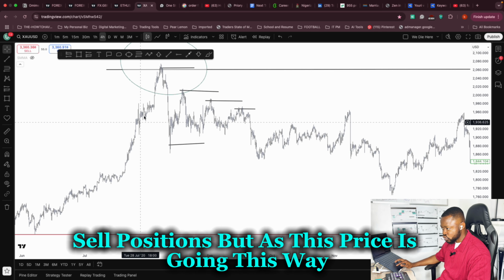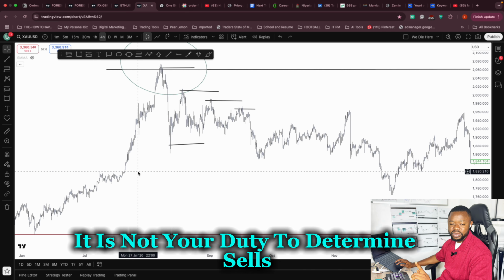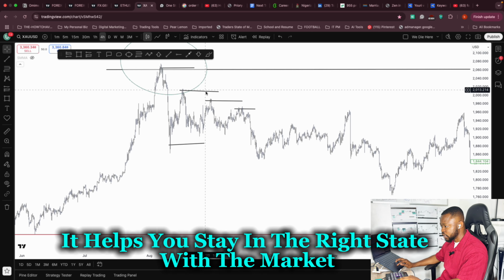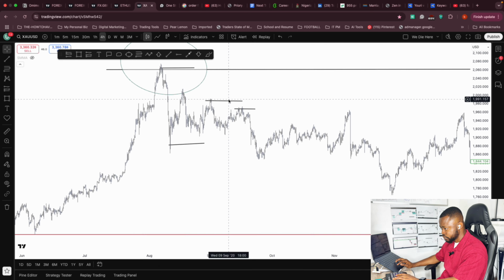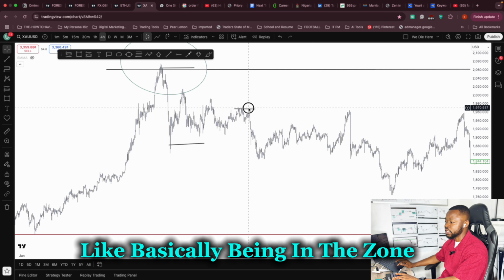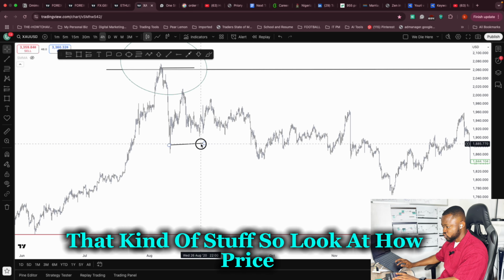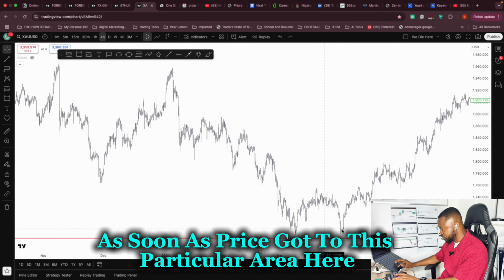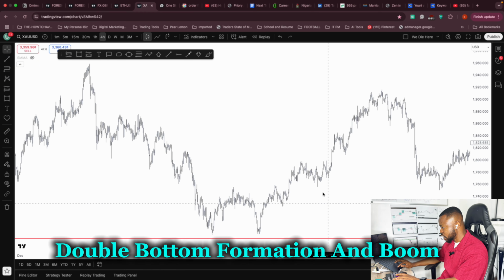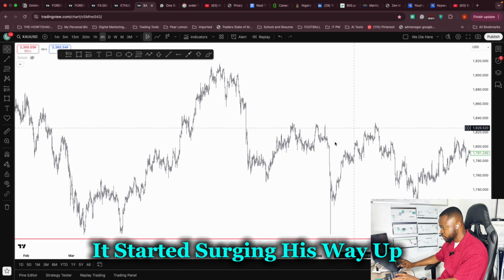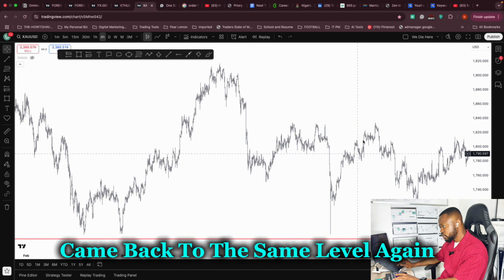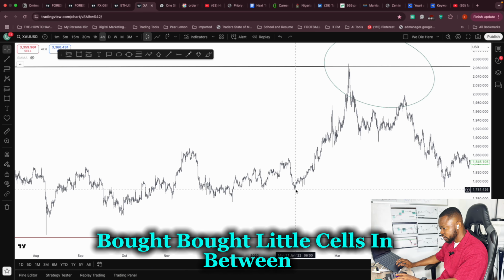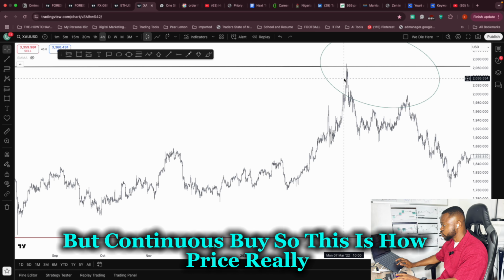But as price is going this way, it is not your duty to determine sells. Find the buys. It helps you stay in the right state with the market, like basically being in the zone. So look at how, as soon as price got to this particular area here, double bottom formation, and boom, it started surging its way up. Came back to the same level again, found its way up, continuously buying. So, bought, little sales in between, but continuous buying.